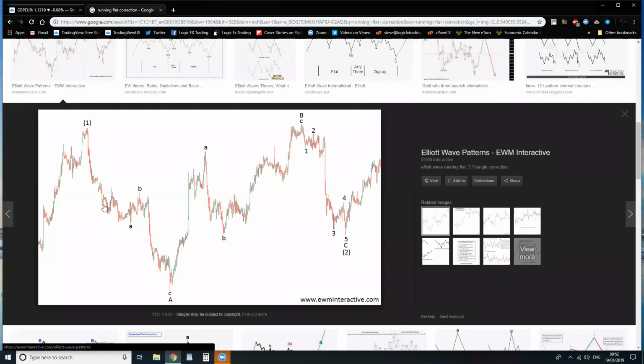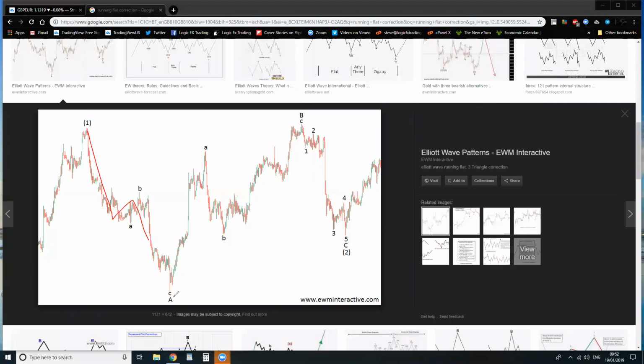Okay, this one's still a bit of a complex correction, guys, but nonetheless, it's a bit simpler. So let's have a look at this. We'll just have a little draw on here. I'm learning how to use this. So there's your A. This whole thing's your B. And then you have this impulsive move for a C.